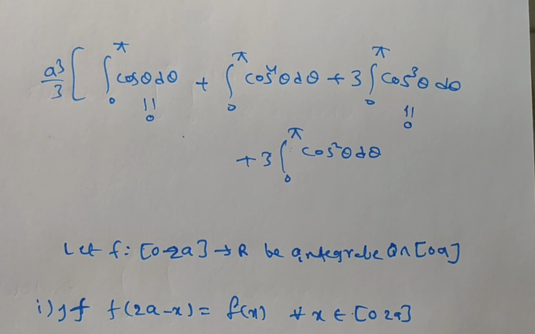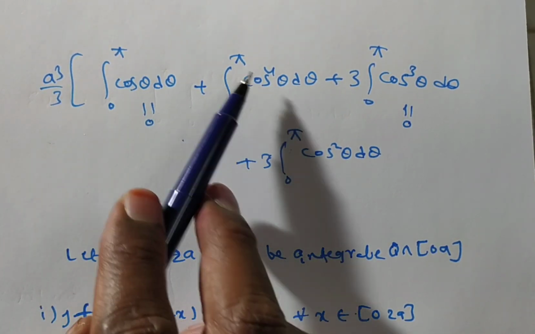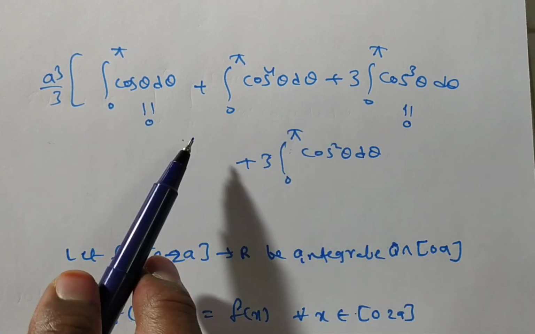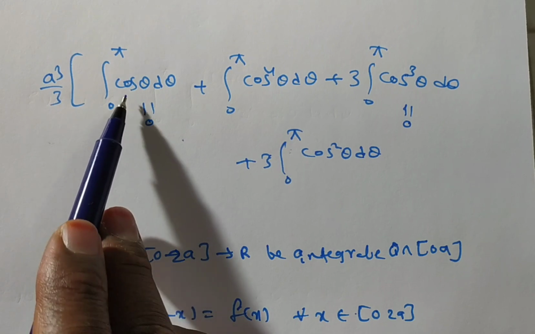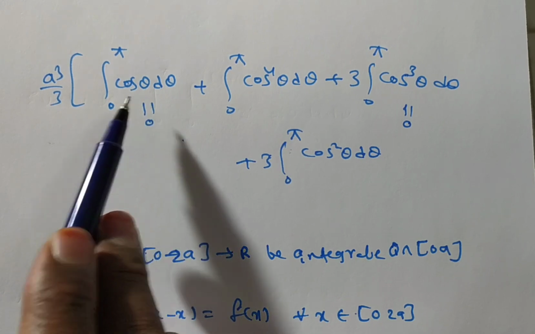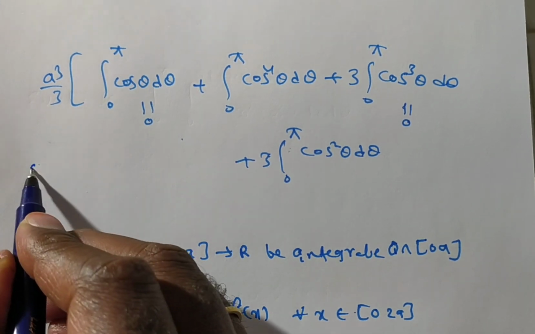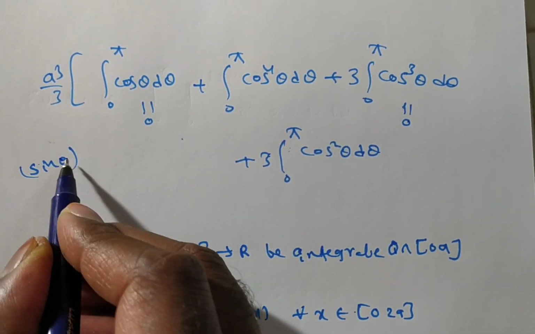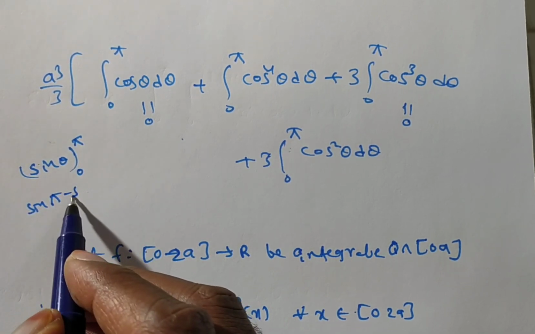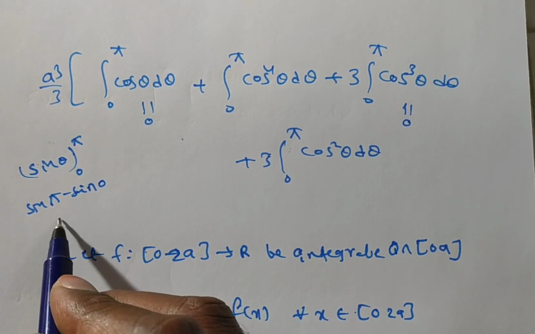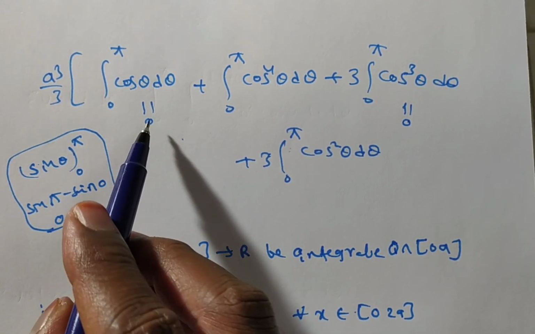You see, friends, here you have 0 to 2a. In place of 2a, what do I have? Pi. Here also the limits are the same. The limits are not changed here, only the integrands will change. Generally, you can do it directly: the integration of cos theta is sin theta. If you substitute the limits 0 to pi, you will have sin pi minus sin 0. What is sin pi? 0. Minus sin 0 is 0. So this value is 0. You can say directly like that.